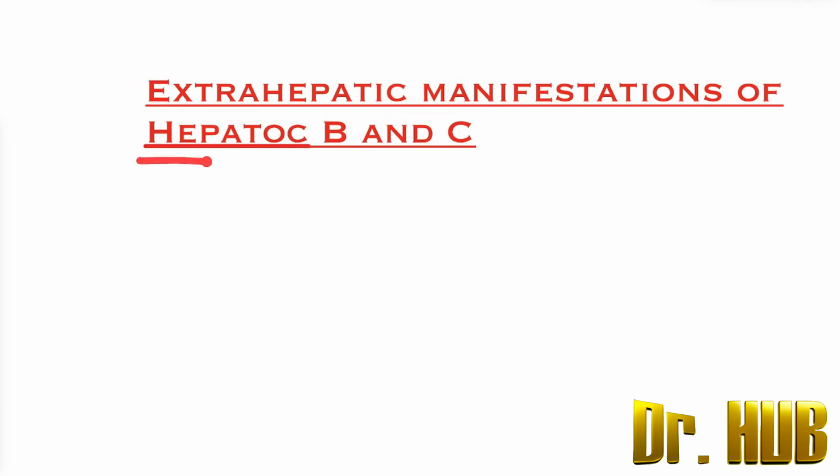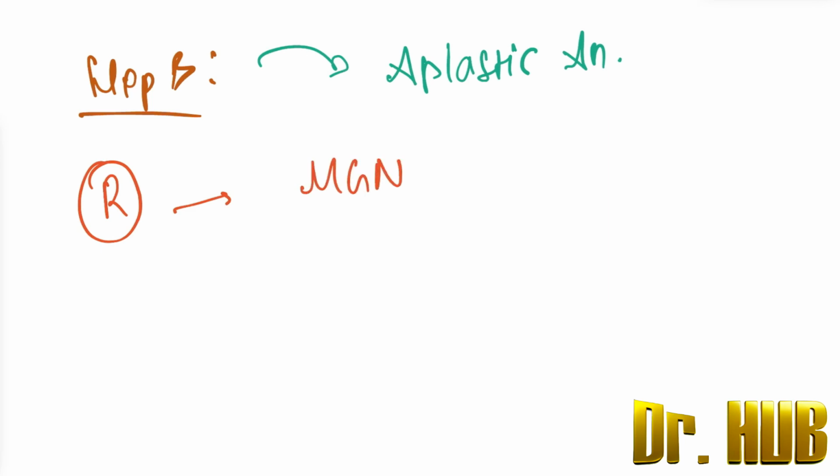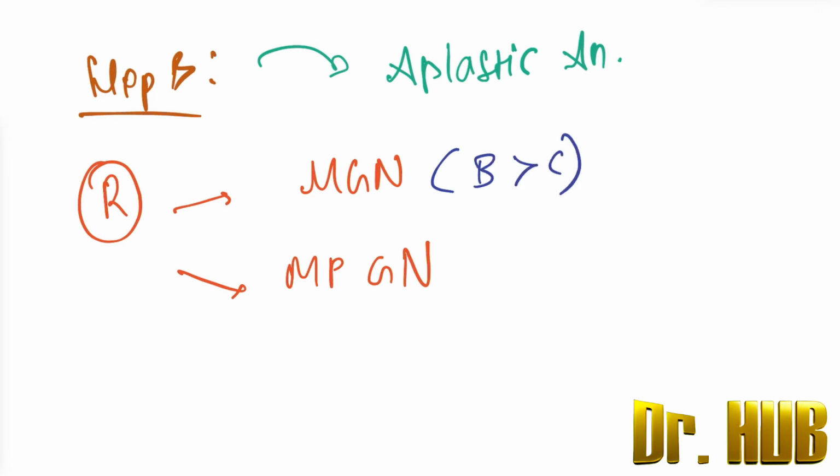Extrahepatic manifestations of hepatitis B and C. So in hepatitis B, the hematological manifestation is aplastic anemia. Looking at the renal, it is going to have membranous glomerulonephritis and membranoproliferative glomerulonephritis. In terms of membranoproliferative glomerulonephritis, hepatitis B is slightly over hepatitis C.